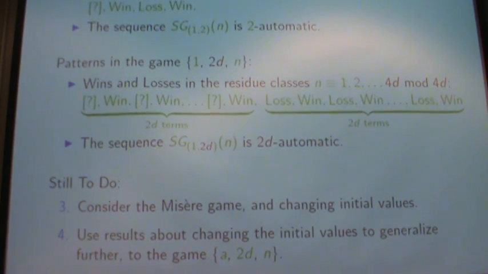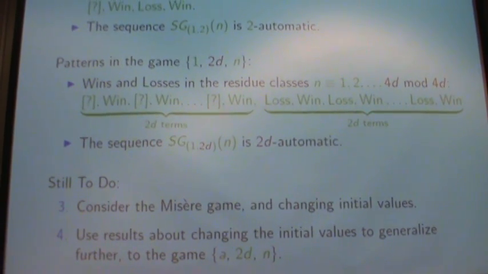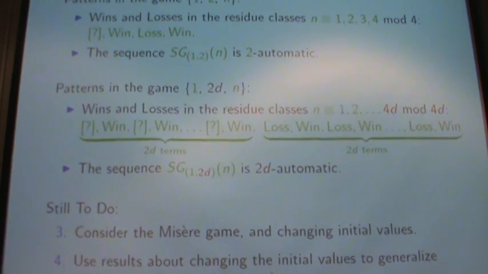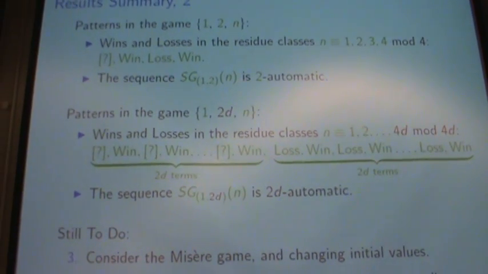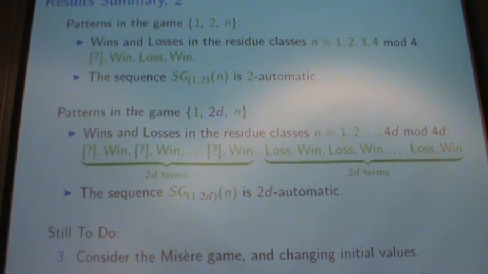Just a little compare and contrast. Most of this looks very much the same. Except instead of having something win and something loss, each of those blocks has now been expanded, and we have this long alternating pattern that we saw before. Something win, something win, something win, and then loss win, loss win, loss win.